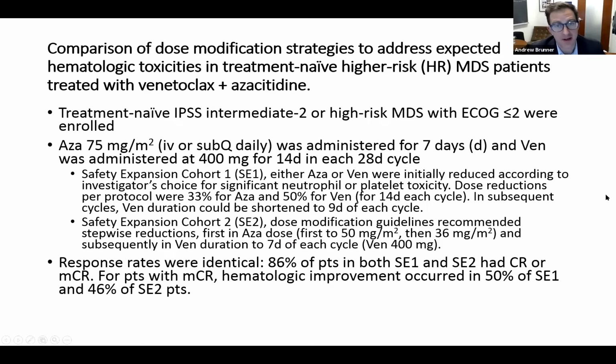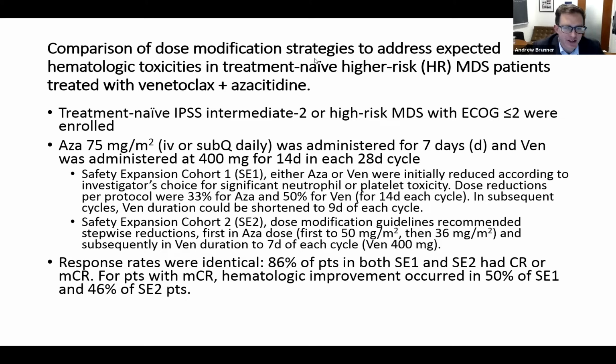So as I mentioned, the challenge often in translating that AML data into MDS patients is the toxicity associated with it. In this analysis, they looked at a trial that's ongoing, and it's exploring dosing of venetoclax combined with azacitidine in patients who have higher risk MDS. And it looked at 2 dose modification strategies. One of these was to dose reduce either the azacitidine or venetoclax by 33% for azacitidine or 50% for venetoclax. And then it could be shortened further each cycle.